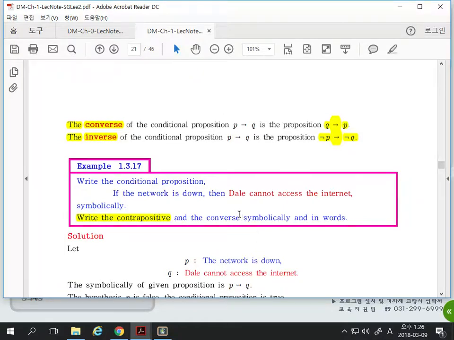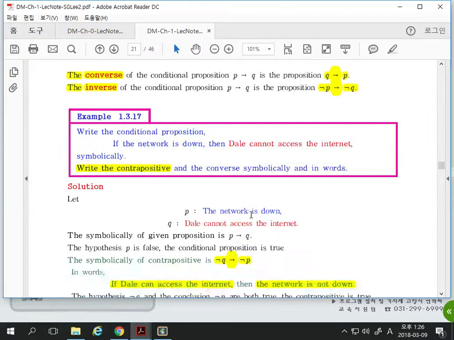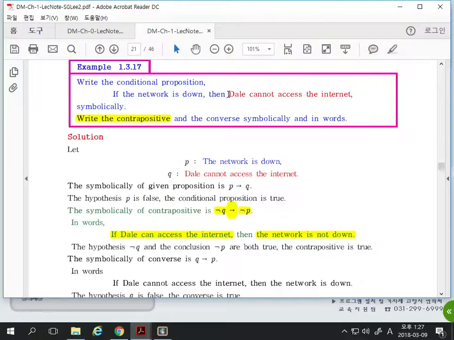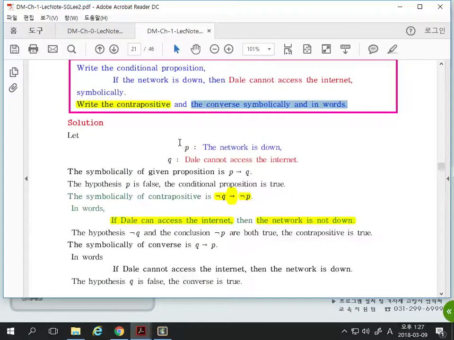Okay, so we use those properties in the next chapters. In chapter 2, proof. Okay, here's an example of contrapositive. If the network is down, then they cannot access the internet. Write this conditional proposition symbolically and write the contrapositive and the converse symbolically and in words. So let P, the first statement, the network is down, and Q, they cannot access the internet. So P implies Q is this given conditional proposition.